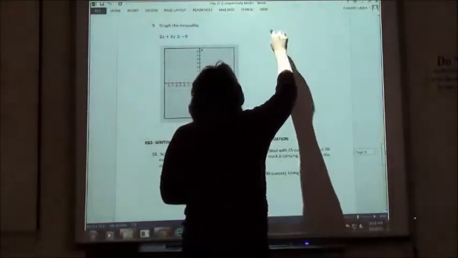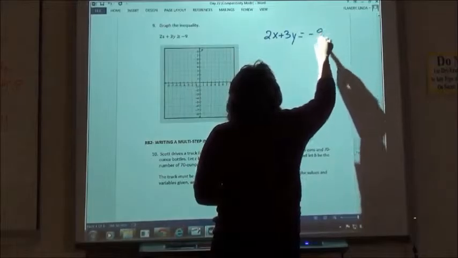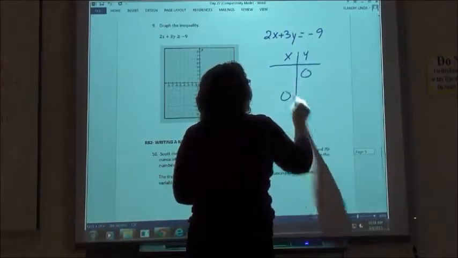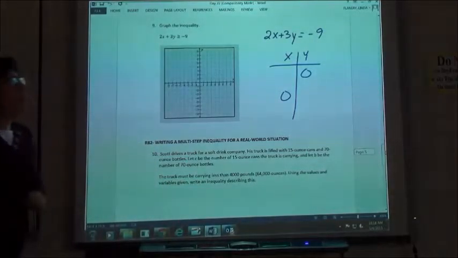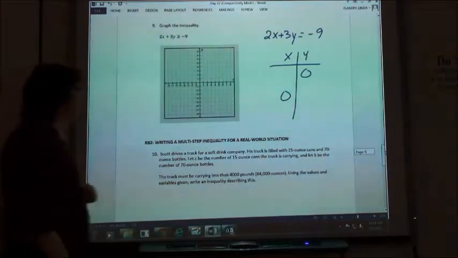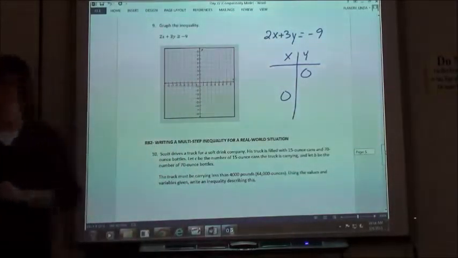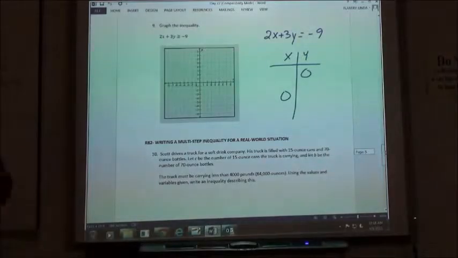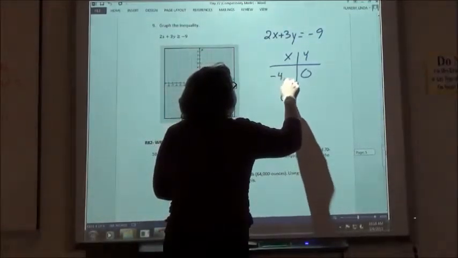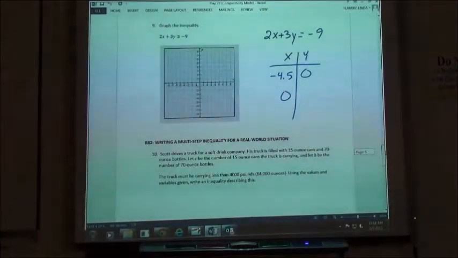Number 9, we have 2x plus 3y. We're pretending it says equals negative 9. We're going to find our x and our y intercept. So if we put 0 in for y, what is x going to be? Negative 4.5, or negative 9/2 if you put the fraction in. The computer will take it either way.